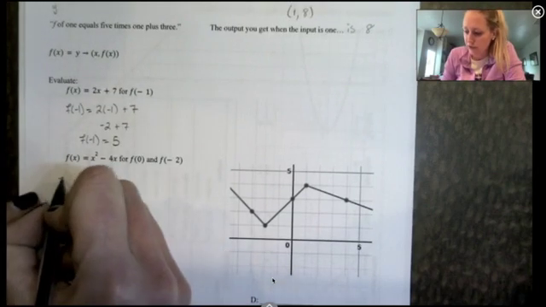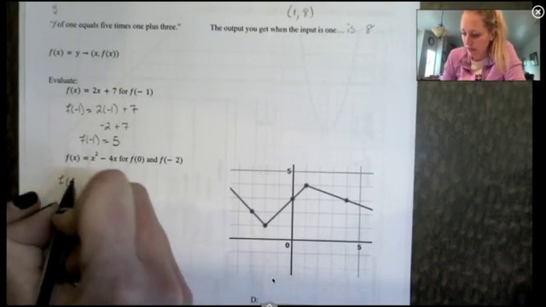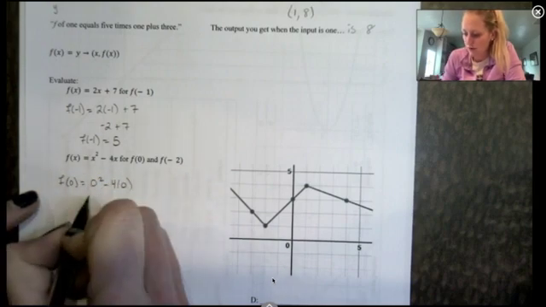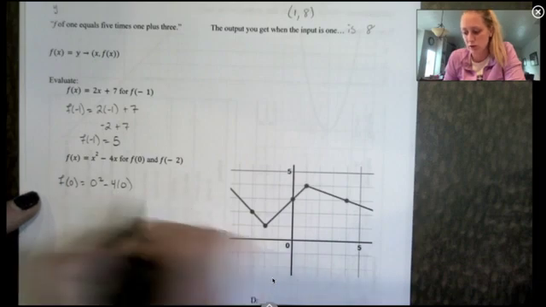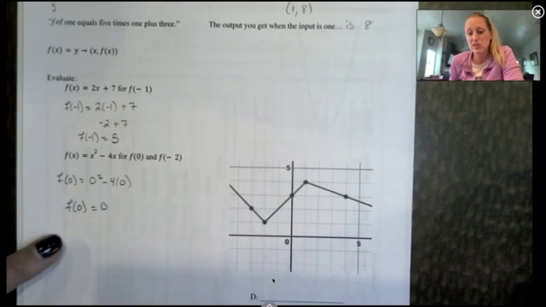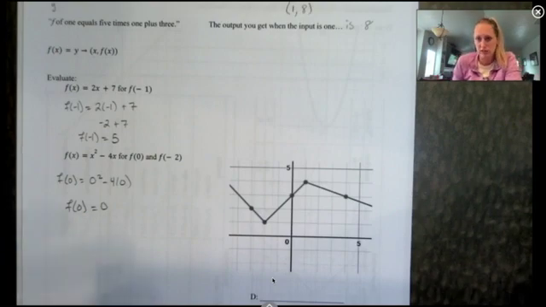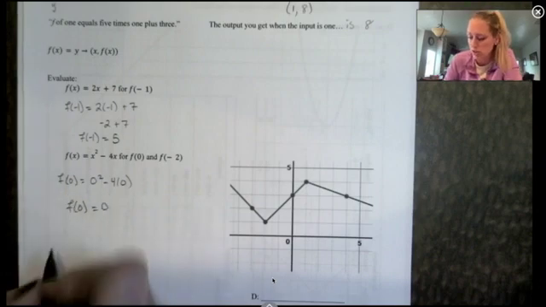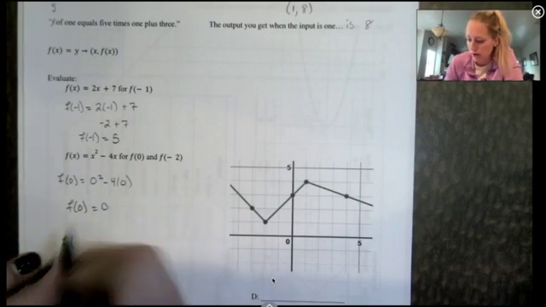Try this one. f of 0, we're putting in 0 for every single x. So 0 squared is 0, minus 4 times 0 is still 0. So f of 0 equals 0. That isn't always going to be true, you guys, so don't get in the habit of that. That's just true for this particular function, that the point (0, 0) is on that graph.